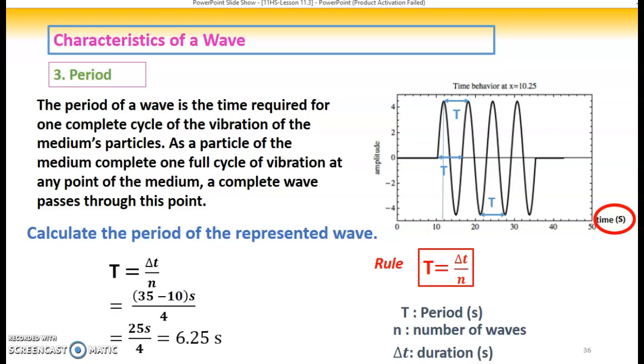So in this case, let us count how many periods or how many cycles are there. Again, there are 4 cycles represented here, just like the one before. And delta T is 35 minus 10. So we take the whole duration and divide it over the number of cycles to know the time needed by each cycle. So we get the following answer.